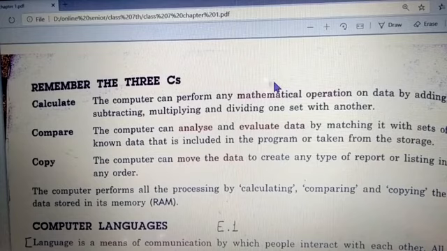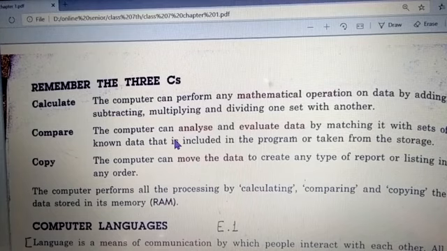Then there's comparison also. The computer can analyze and evaluate your data and match it with the set of data that is included in the program or taken from the storage. Now copying: in a computer we can copy data so many times or move data from one place to another, so that is also copy. So remember these three C's: calculate, compare, copy.